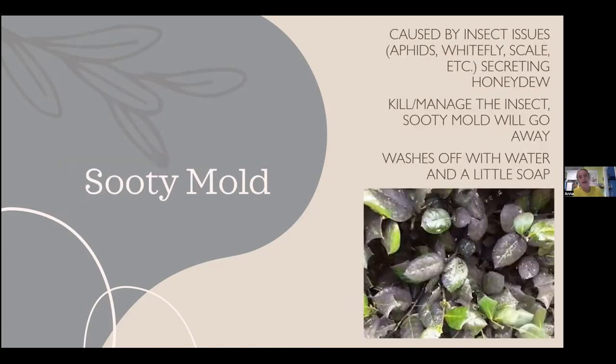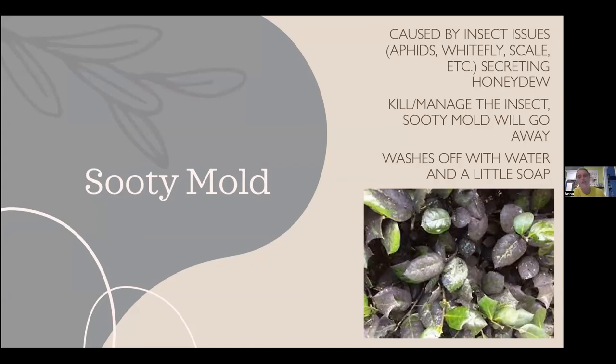Sooty mold. This is one that pops up a lot this time of year. It's actually a secondary, not even a disease, a secondary condition that follows insect feeding. So any insects with piercing, sucking mouthparts might be feeding on your plants, like aphids or whitefly or scale. They're going to be secreting or pooping out honeydew, so sugar water basically. And that sugar water grows this sooty mold or this black mold on the leaf surface or your car or whatever is beneath where those insects are feeding and secreting that honeydew.